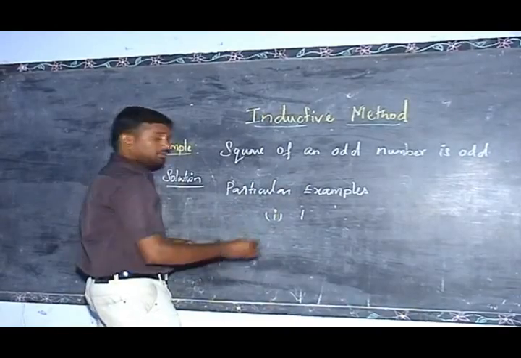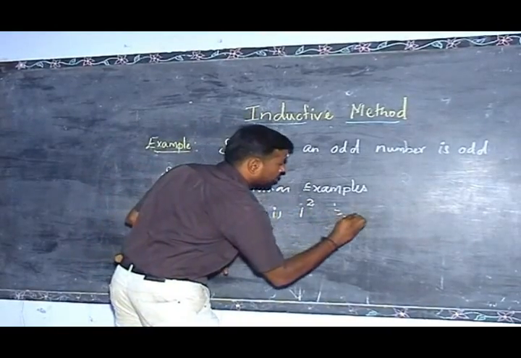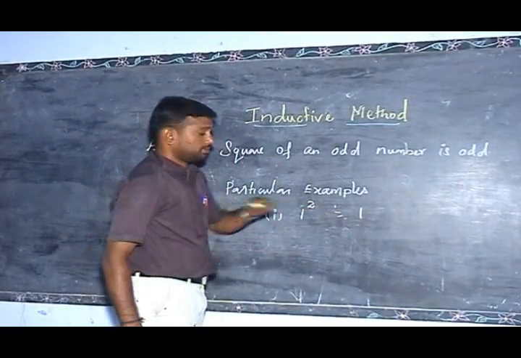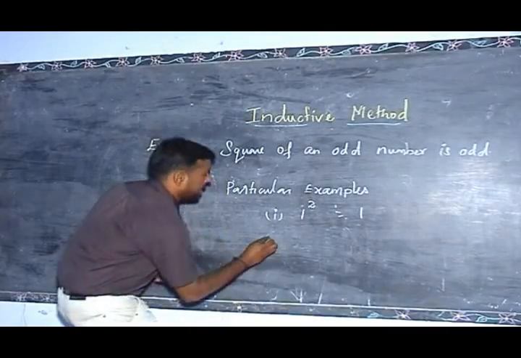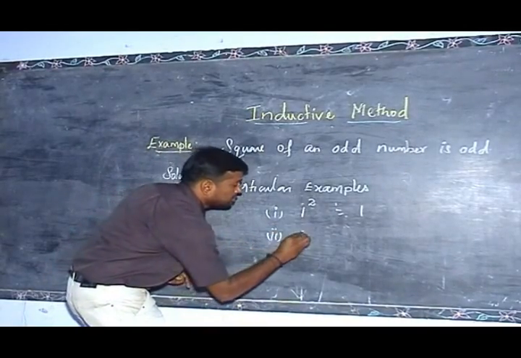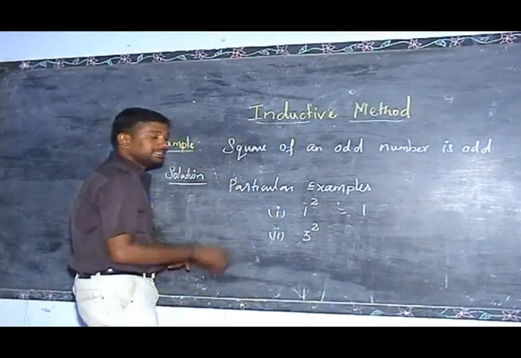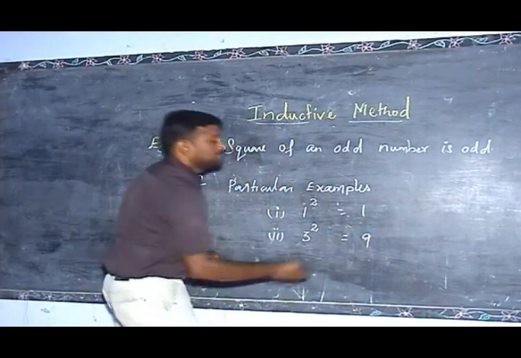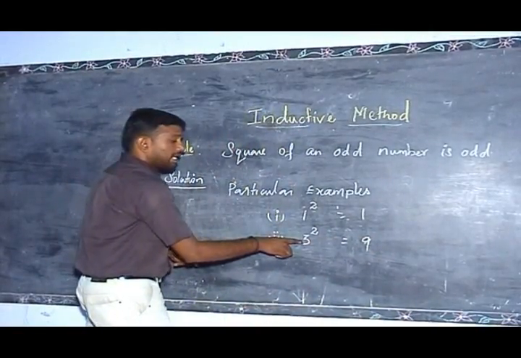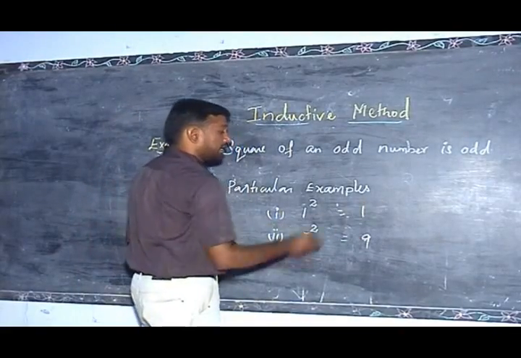Example 1, 1 is an odd number. Therefore, 1 square is equal to 1. The answer is also an odd number. Then example 2, 3. 3 is an odd number. Then 3 power 2, it means 3 square is equal to 9. The 3 is an odd number, the answer 9 is also an odd number.